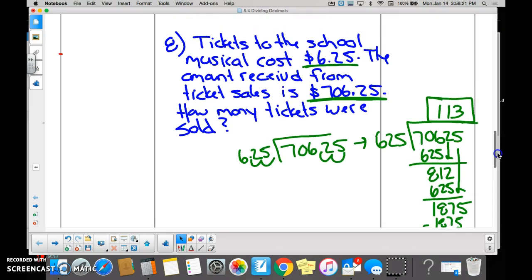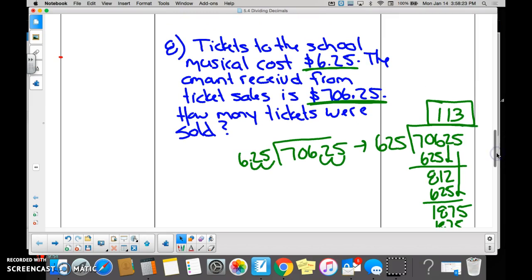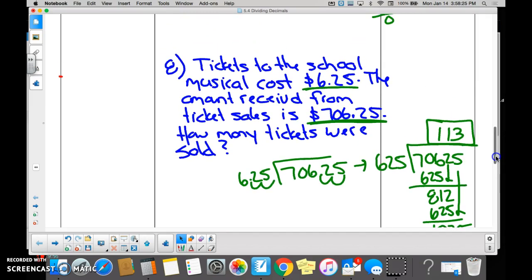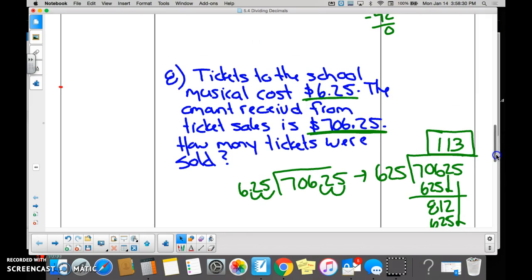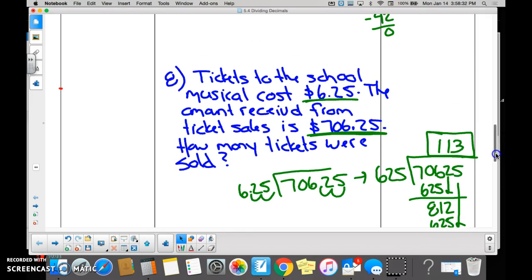Big takeaways here again, never ever divide with a decimal. Make sure that that divisor is moved over as many places as it needs to be moved over so that you are dividing with a whole number, not a decimal.